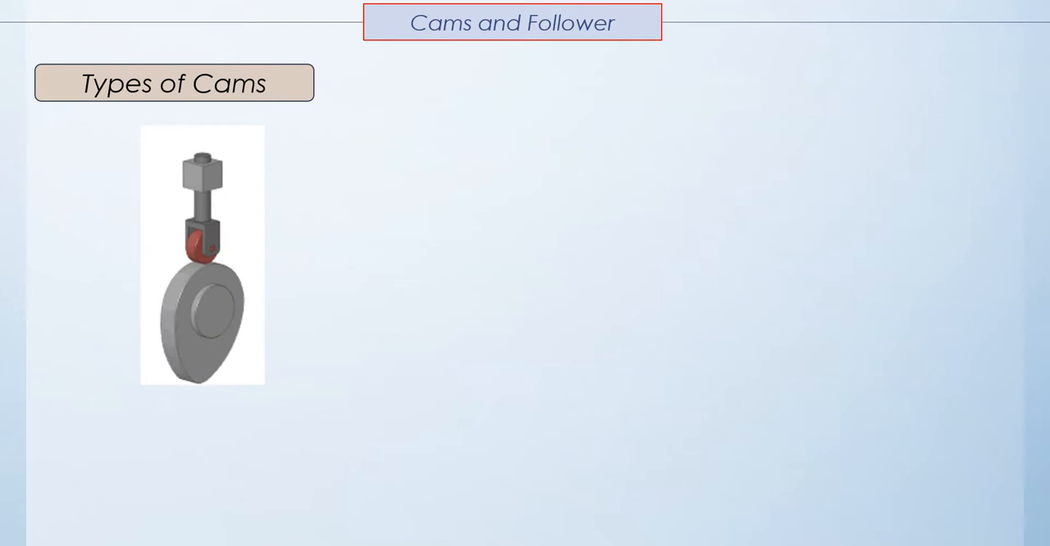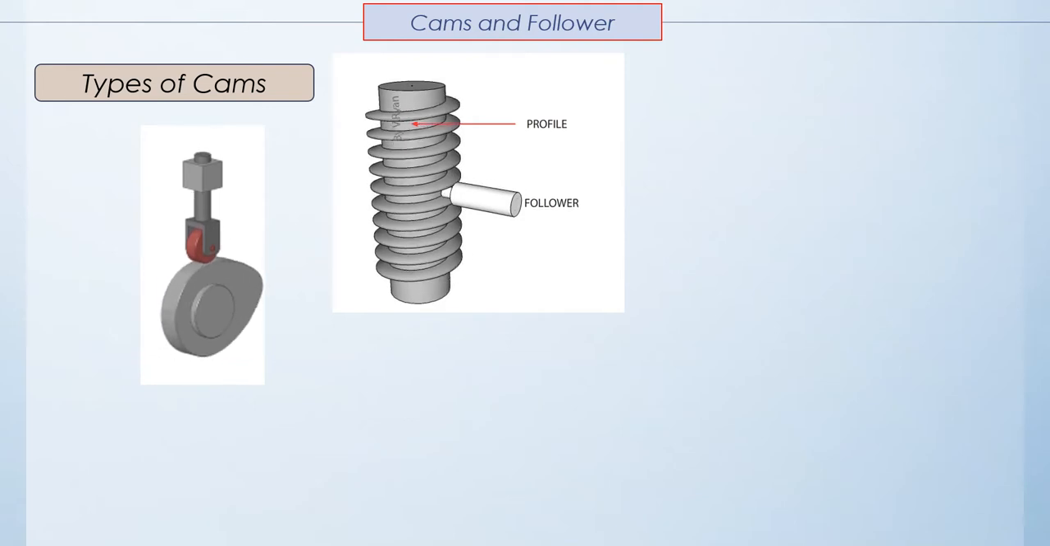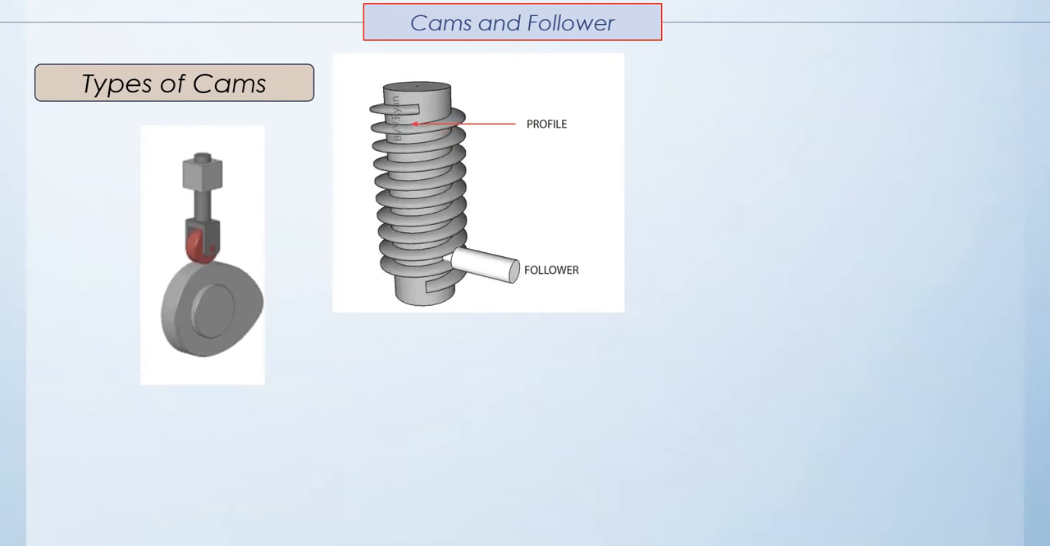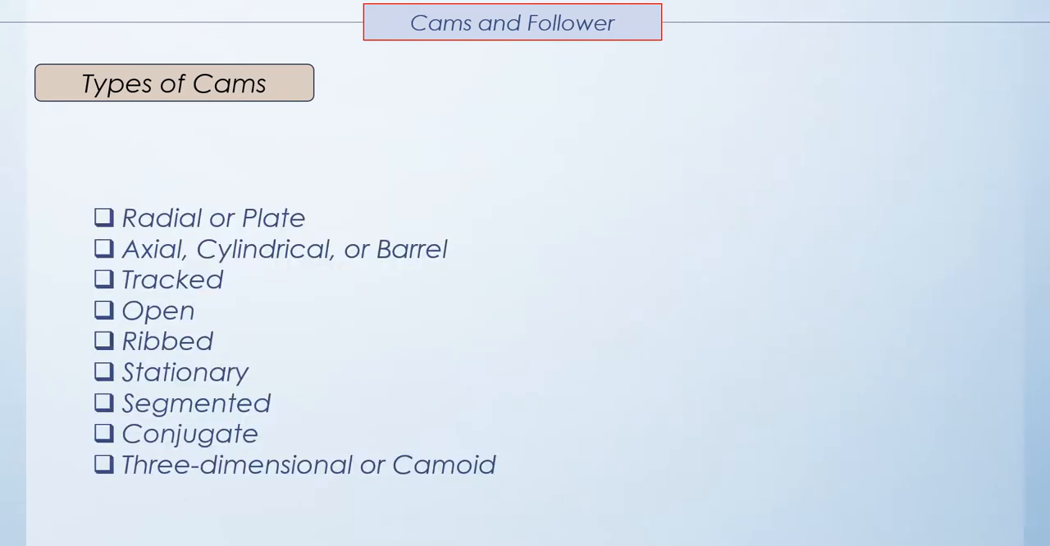Okay, can you identify, based on this figure, what types of cam we have? What is the type of cam for the first figure? This we call a radial cam, isn't it? Radial cam. Okay, number 2, what is this? This we call cylindrical, yes. Cylindrical, or we call it a barrel.